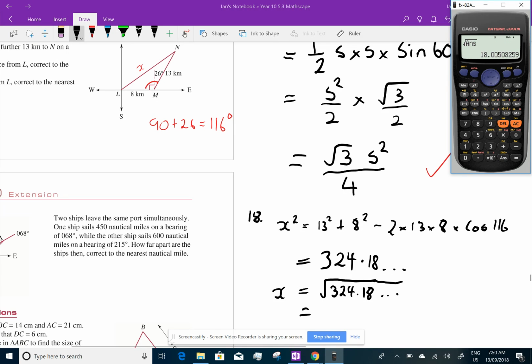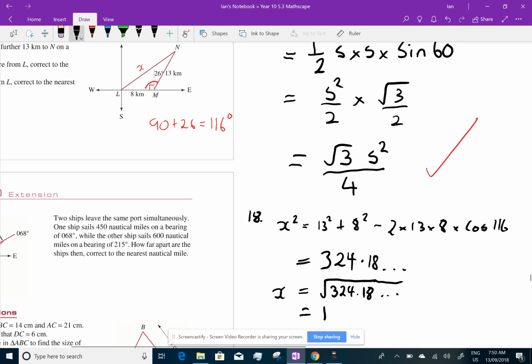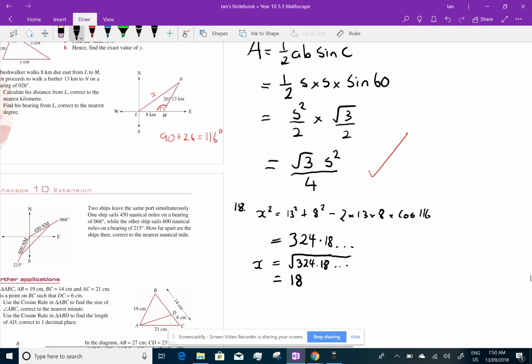And it's 18.00. So it says to the nearest kilometre, so we'll go 18 kilometres. And I'll look over at the answers, and it's 18 kilometres. Now the second part of the question, so that's part A, is question 19.